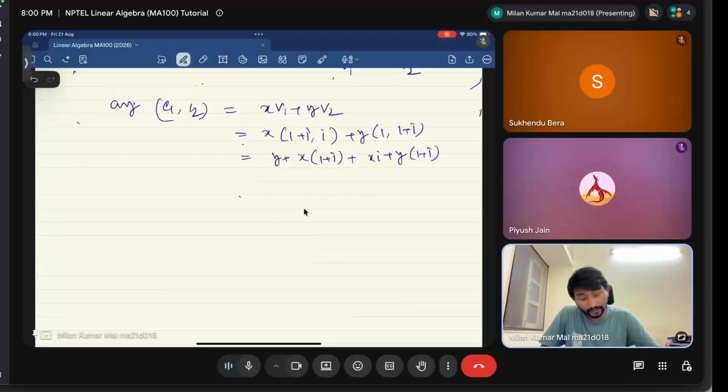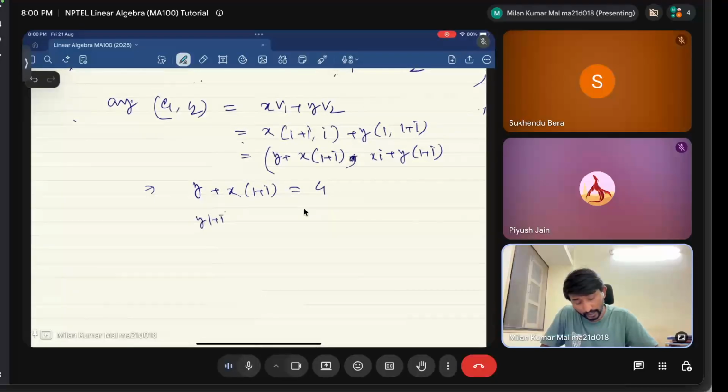What is x and y in terms of c1, c2? Okay, so that means we get two equations right now. One is (y + x) into (1 + i) is equal to c1. Another is y(1 + i) + xi is equal to c2. So I want to find x and y.